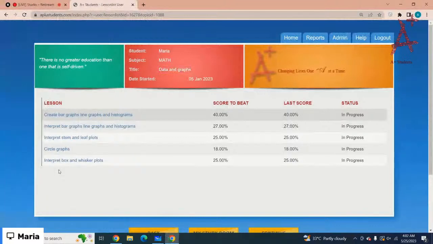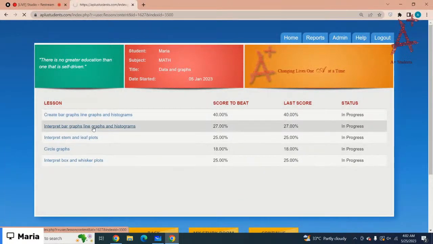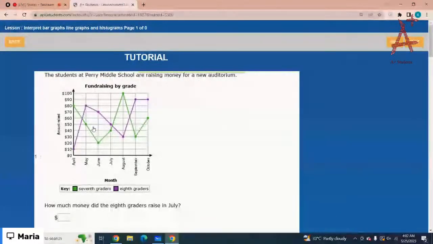Okay, here I'm on grade 9 math. The chapter is data and graphs. Let's start with the lesson interpret bar graphs, line graphs, and histograms. Basically, we're going to learn how to read data from histograms, bar graphs, and line graphs. Let's start with the lesson.